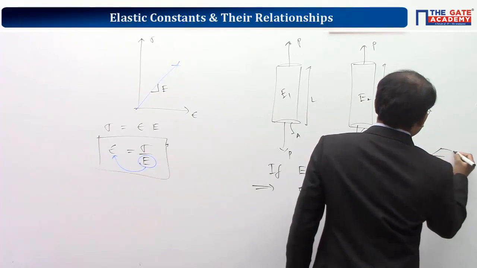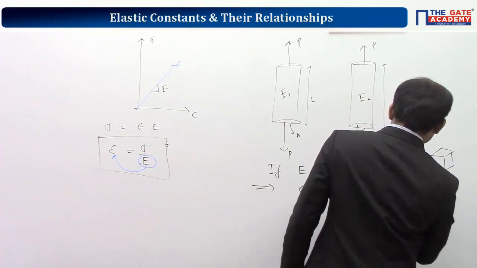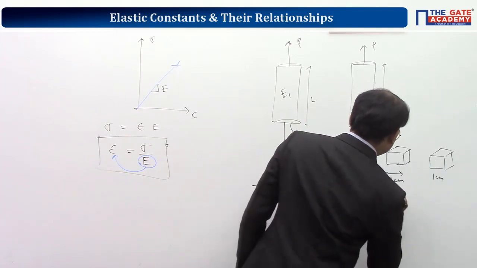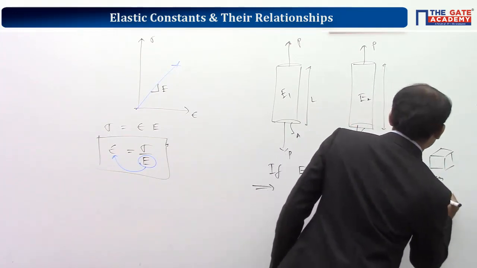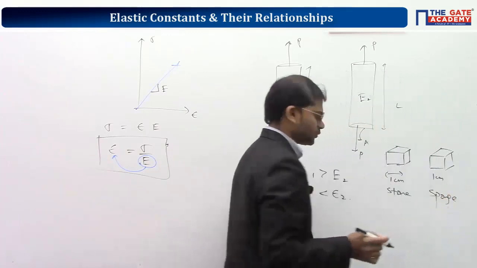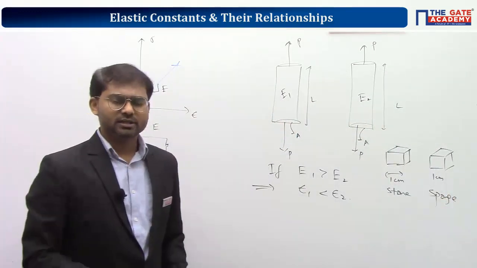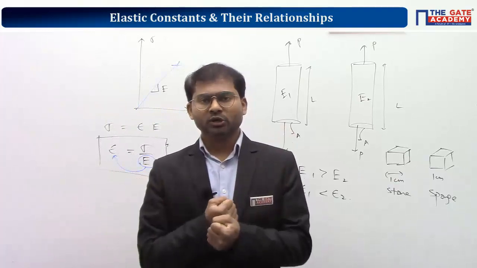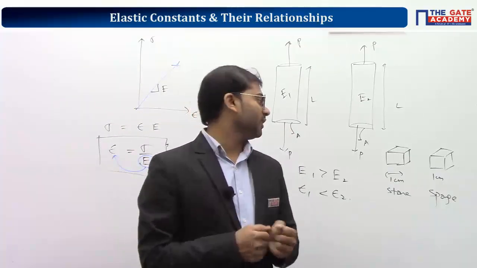So this is dimensionally the same cube. This one is made up of stone, and this one is made up of sponge. And you know sponge is far softer than the stone. Take one in each hand: in one hand I'm having stone, and in the other hand I'm having sponge.